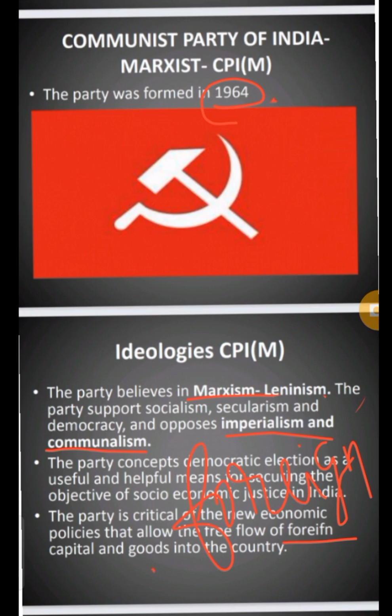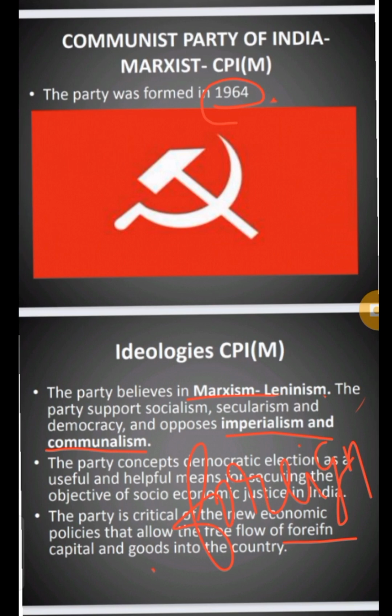Now which party is in favor of new economic reforms? Type in the comment section below. I hope you remember that. New economic reforms means free flow of trade, then coming up of MNCs, liberalization, removing the trade barriers, all this. So CPI-M does not believe in this, or it is against the new economic reforms.